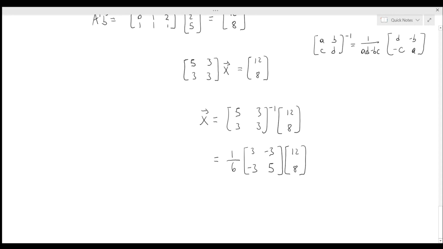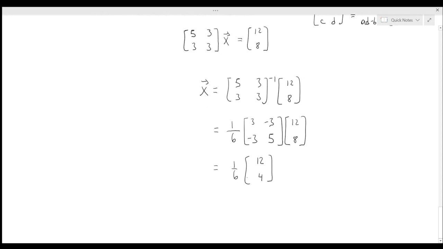And now I'm just going to finish multiplying everything out. So we're going to get 36 minus 24, which would be 12, and then negative 36 plus 40, which is 4. I'm going to multiply the 1/6 inside. So we're going to get a final answer of 2 and 2/3. So this is our least squares solution to the original equation that we had.